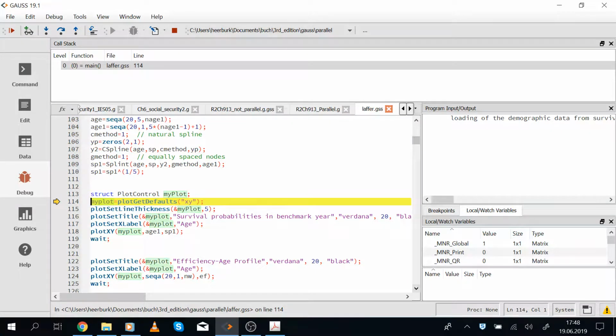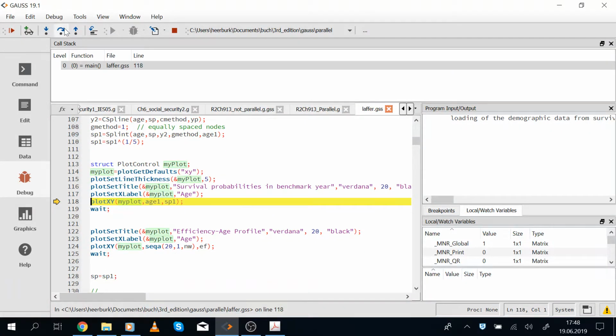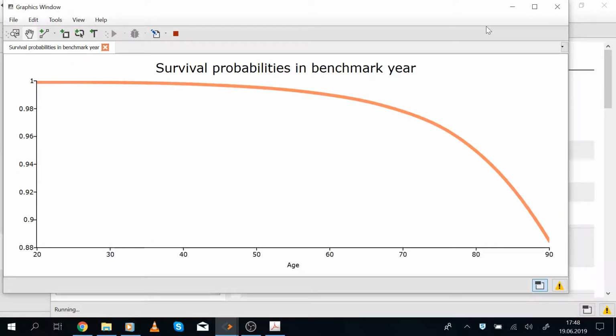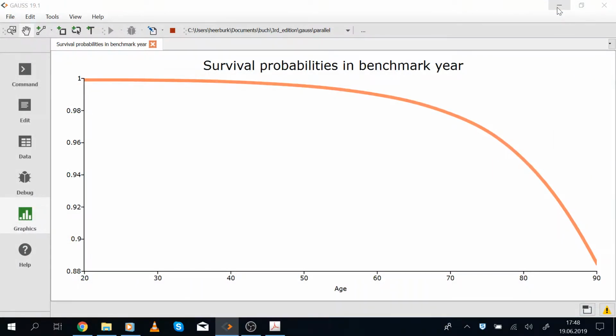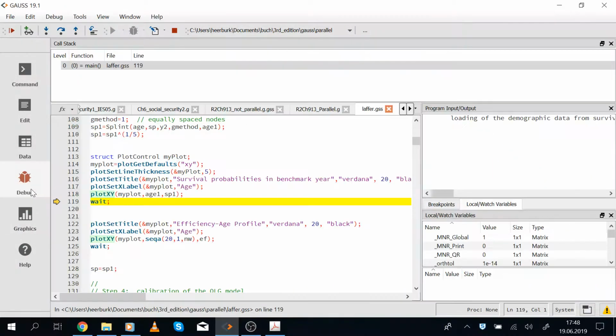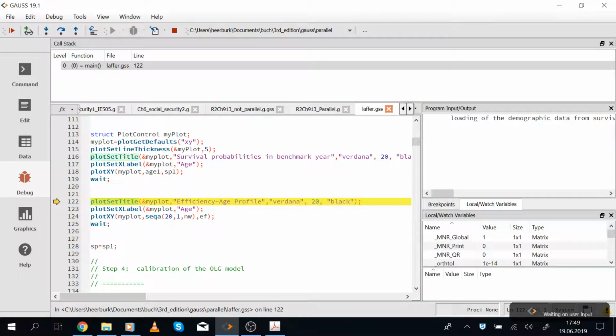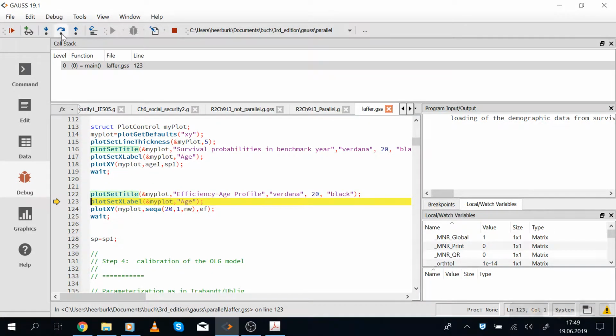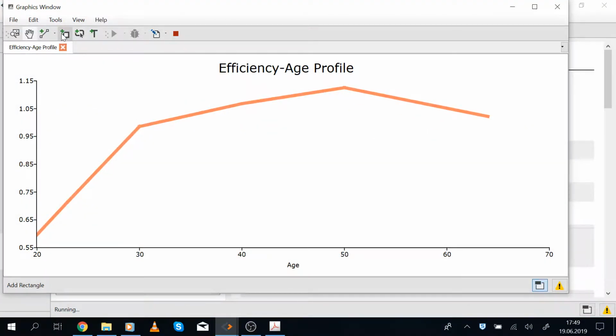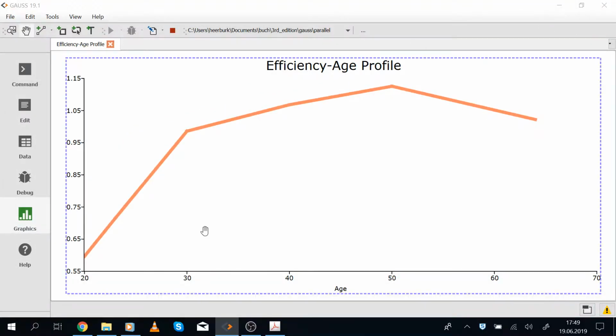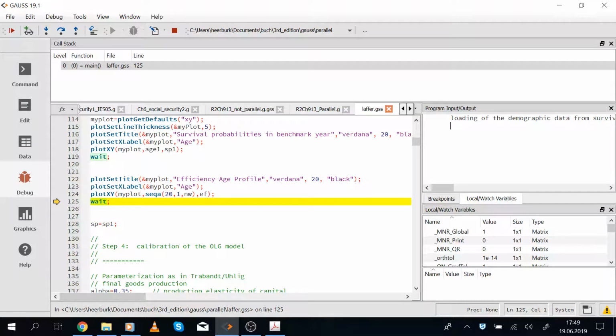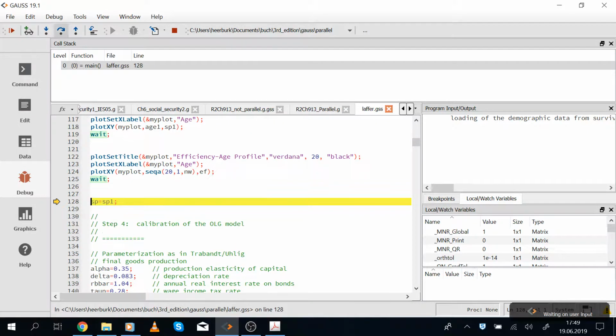And next we plot the survival probabilities that we find. You already know this picture here, and go back to the debug mode. We have introduced a wait statement, where we just press a key, and next you find the efficiency age profile that you loaded from ef1.fmt. You can also suppress this by pressing any key and continue here.